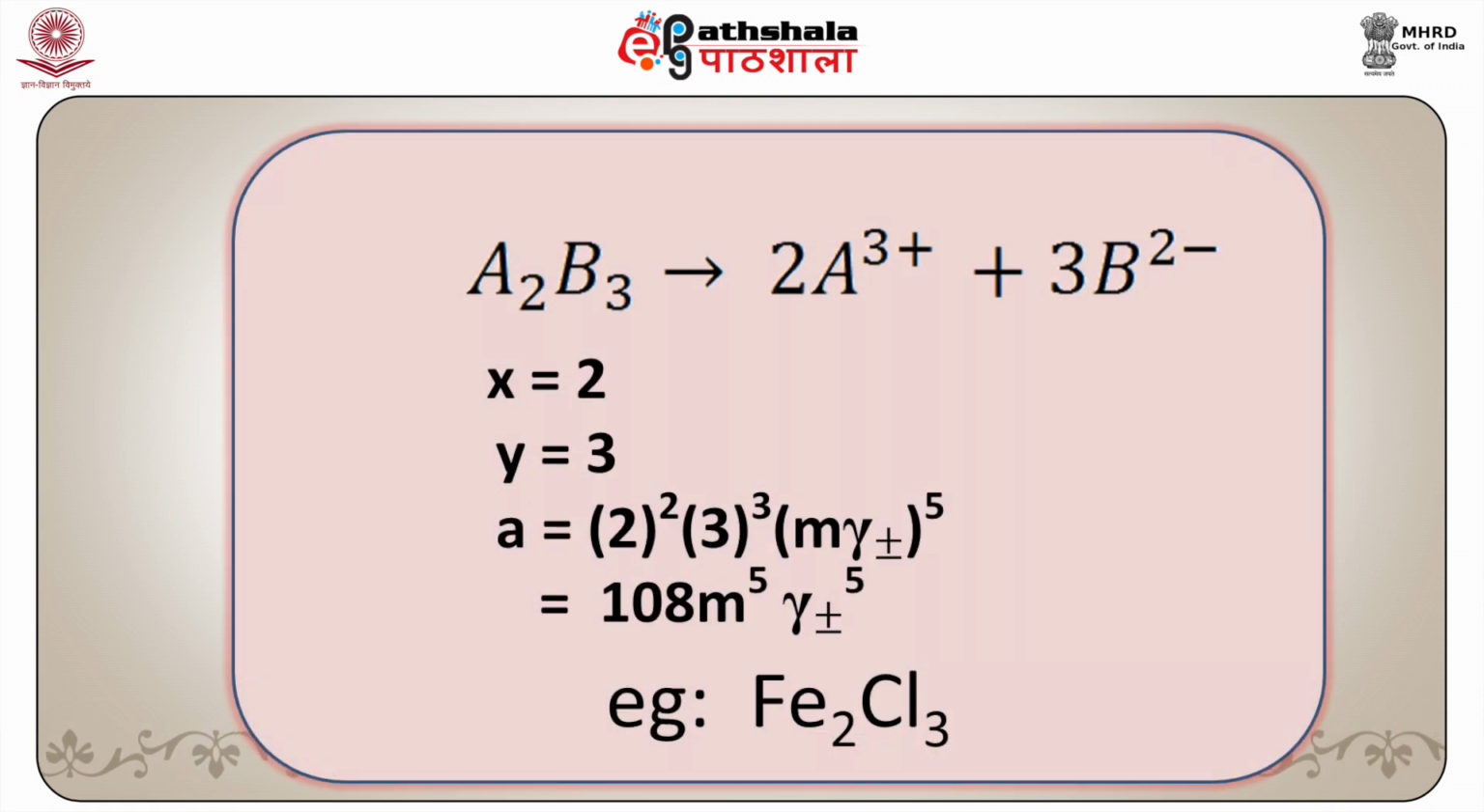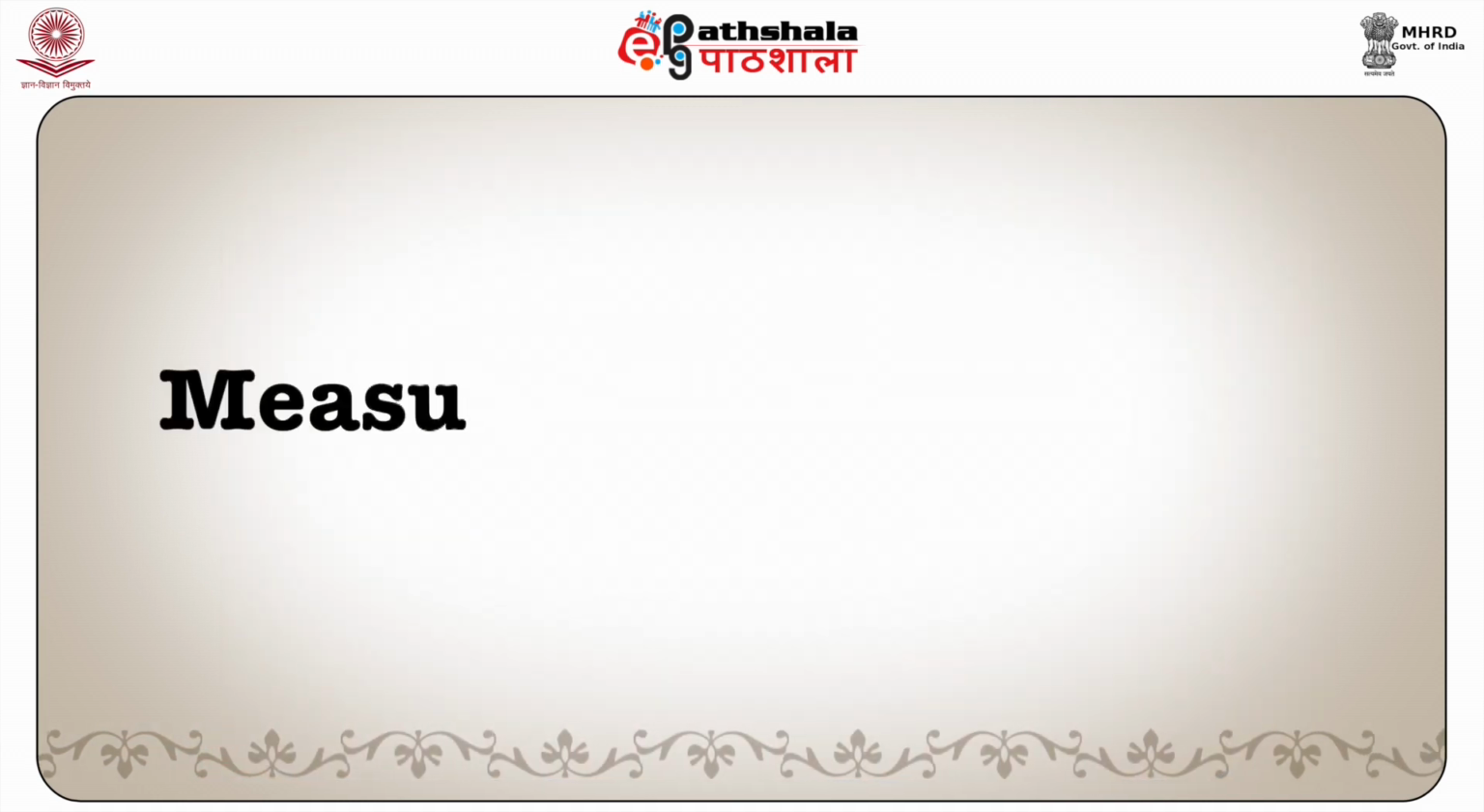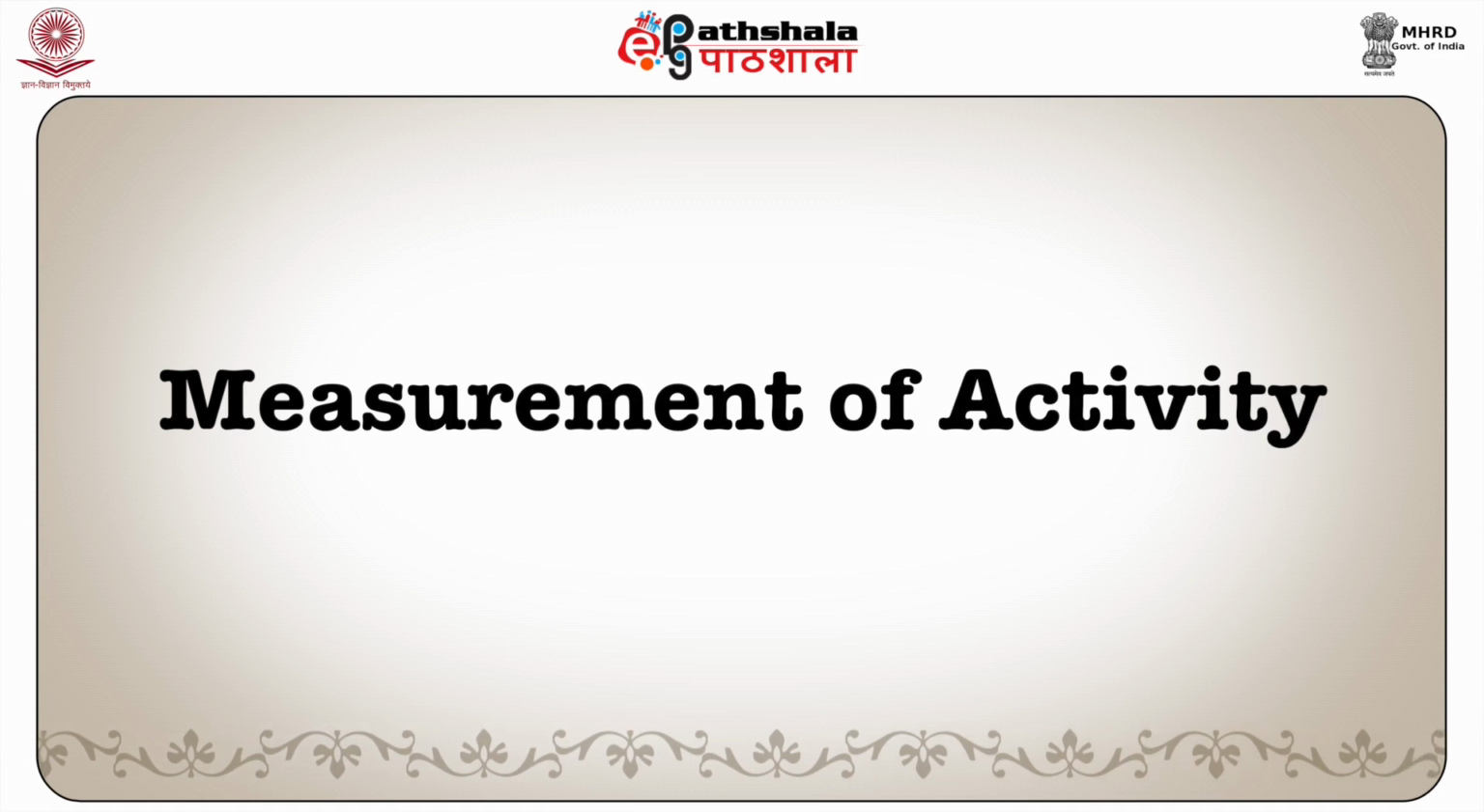For the electrolyte of type A2B3, which dissociates into twice A3 plus and thrice B2 minus, x is equal to 2 and y is equal to 3. Therefore, a will be equal to 2 to the power 2 into 3 to the power 3 into M gamma plus minus to the power 5, which gives a as equal to 108 multiplied by M to the power 5 multiplied by gamma plus minus to the power 5. An example is Fe2Cl3. Now, we shall talk about the measurement of activity.